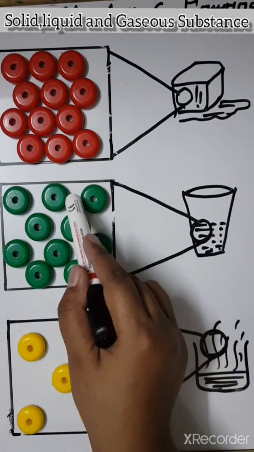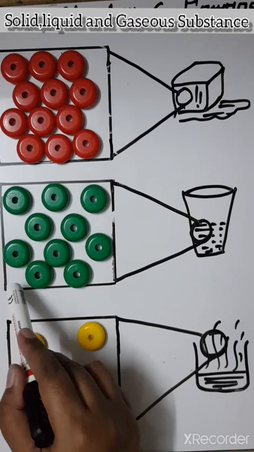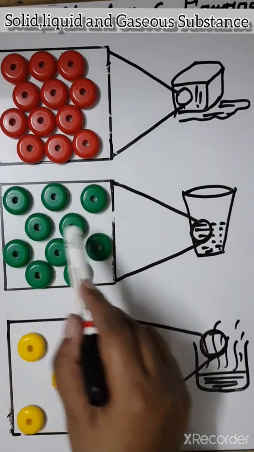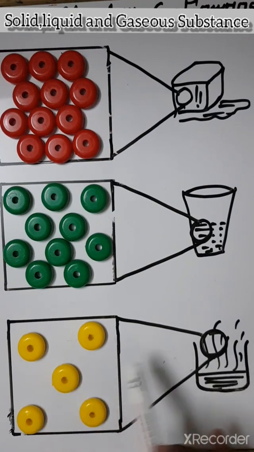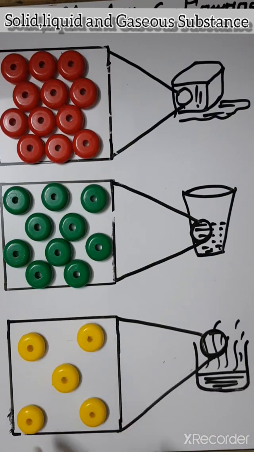Here you find there is a space. There is a small gap between the two molecules of a substance. And here you can see there is more space. There is a large space between the molecules of a substance.